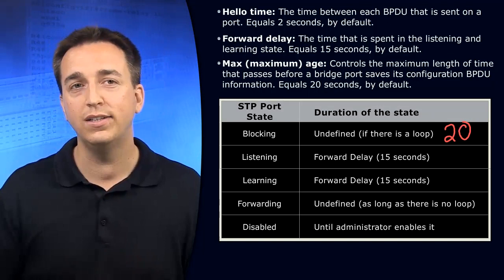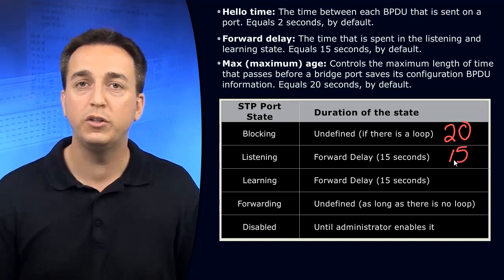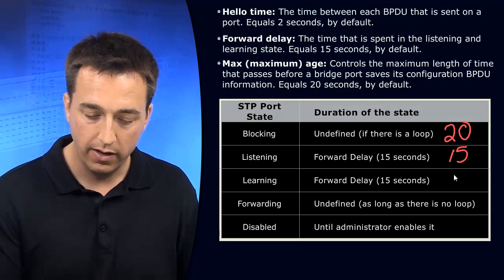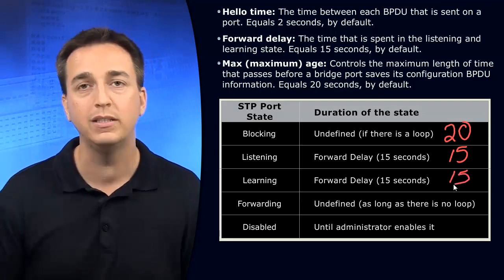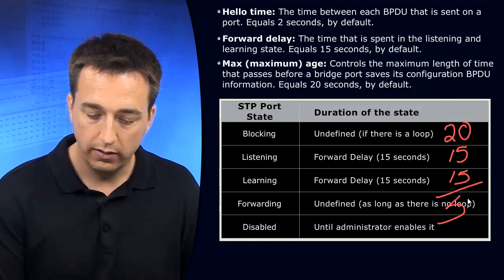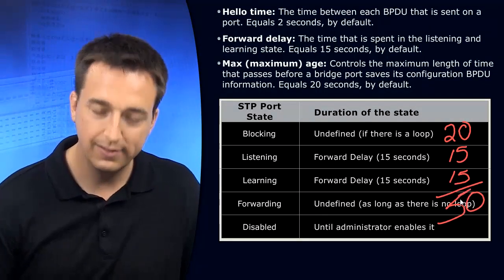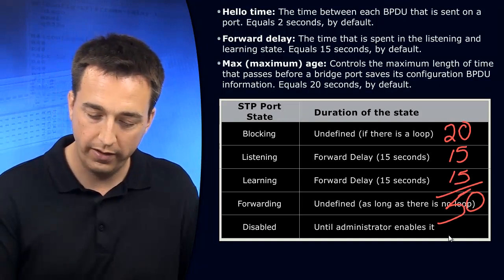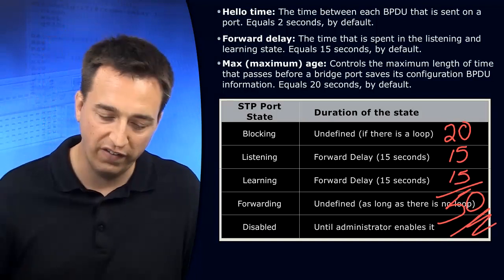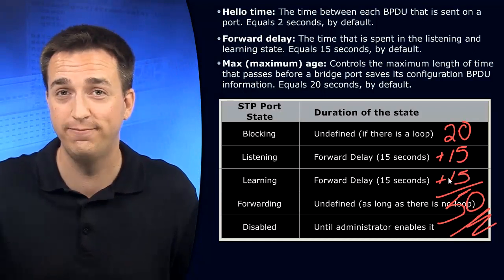the port transitions to the listening state and spends 15 seconds in that listening state. Once it makes up its decisions in that listening state and the 15-second timer expires, then the transition to the learning state happens and 15 seconds is spent in the learning state until that timer expires, and then you transition to the forwarding state, which took a grand total of what? 50 seconds to accomplish. 20 plus 15 plus 15. 50 seconds. That's a long time.